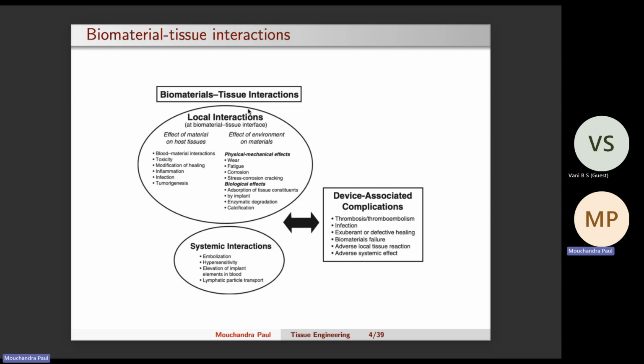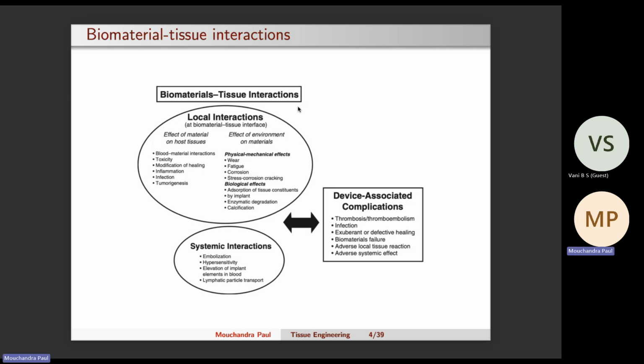So as I said, the biomaterial, that is the implant, and tissue interactions can happen at the local region, that is at the interface between the implant and the tissue, and there can be systemic effects. That means in our entire organ system, our entire body, some complications can arise.